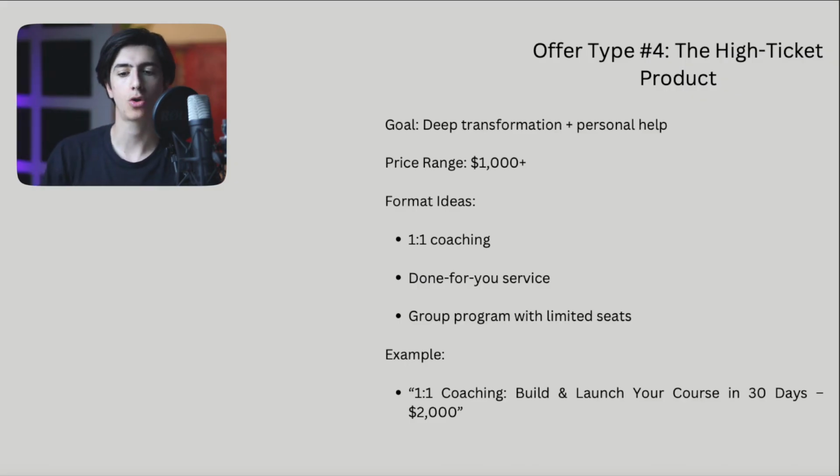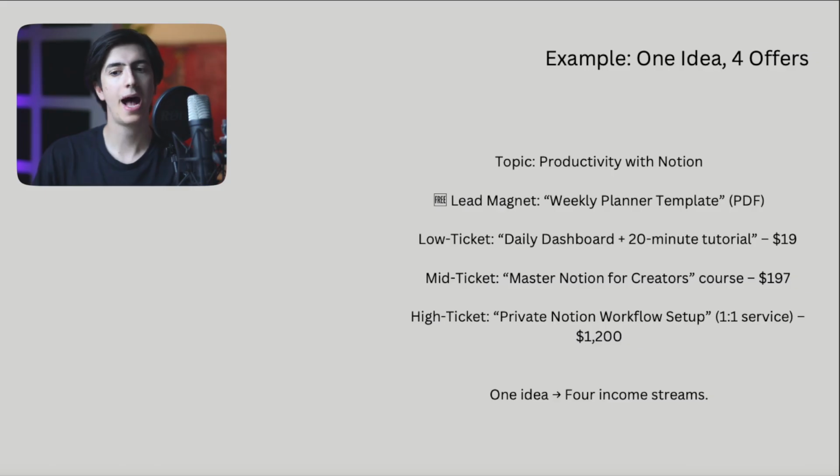An example of a high-ticket offer would be one-on-one coaching, building and launching your course in 30 days for $2,000, for example, with 5 seats per month. And this makes your ceiling $10,000 per month with, again, only your high-ticket offer, right? Not to count your mid-ticket offers and your low-ticket offers and your lead magnets. So this is usually how we take one idea and we structure 4 offers around this idea.